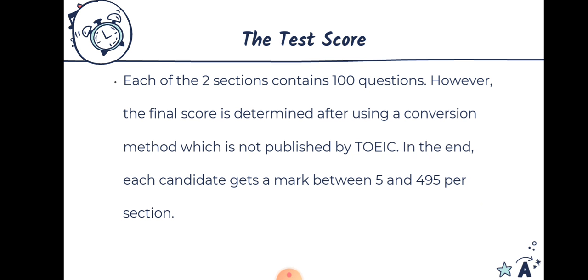Now, the test score. Each of the two sections contains 100 questions. However, the final score is determined after using a conversion method which is not published by TOEIC. In the end, each candidate gets a mark between 5 and 495 per section.